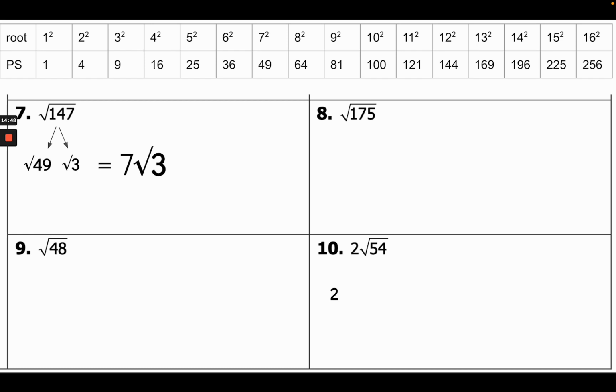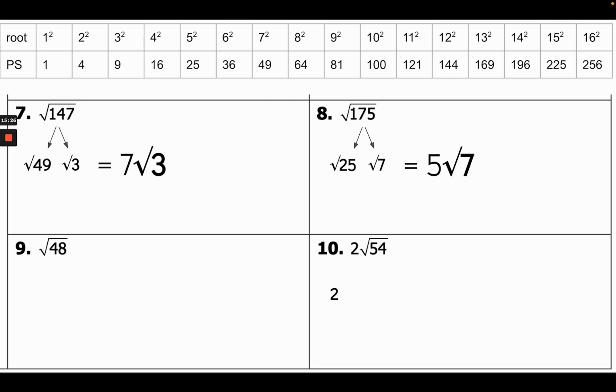Okay, let's go to number 8. 175, if I'm looking at that, I know that 25 would easily go into 175, and none of these because I have an ending in 5. And so 175 divided by 25 is 7. So I can divide this house into 25 and 7. Again, I can simplify the square root of 25 into 5. And what's left over? My leftover is just my root 7. So my answer is 5 root 7.